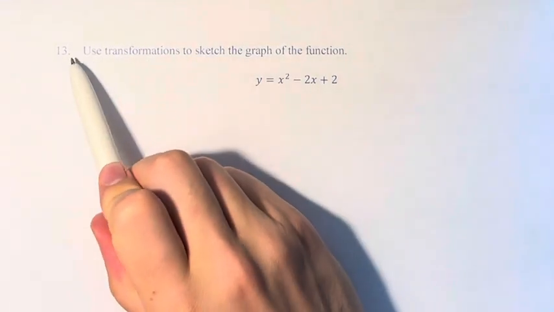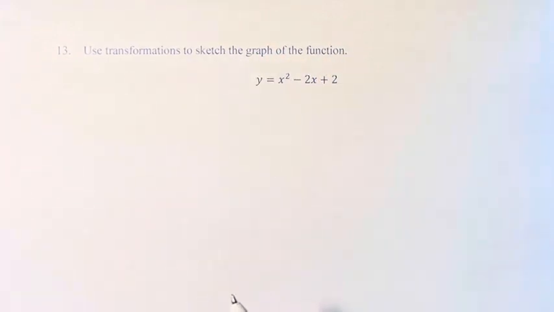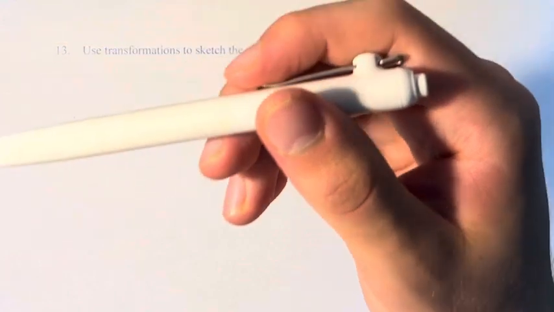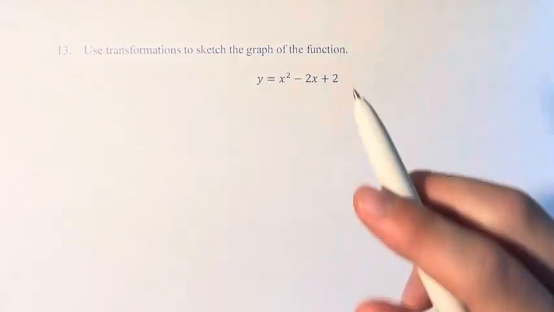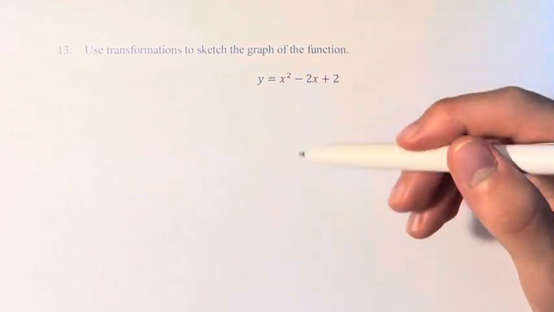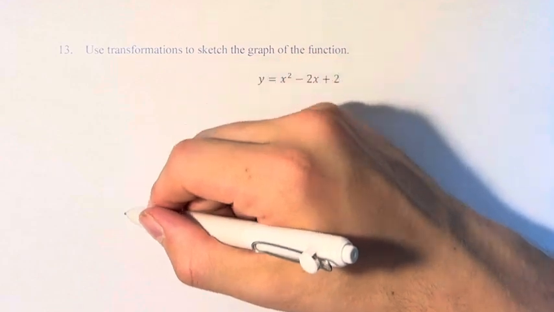In this problem, we're asked to use transformations to sketch the graph of the function y equals x squared minus 2x plus 2. Now, it might not seem super helpful that we're going to be using transformations, but that's because we haven't turned this into the form which is most conducive to doing that.